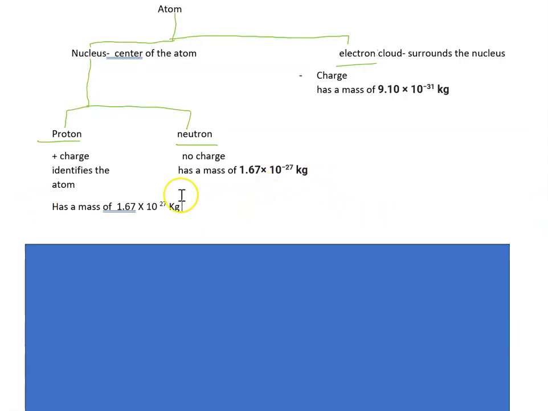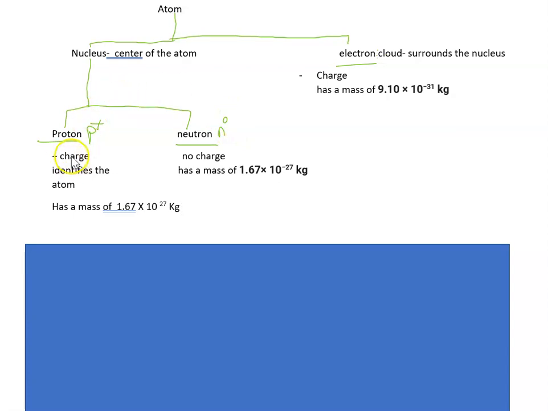The proton has a positive charge, again located in the nucleus. The neutron has no charge. Okay. The proton sometimes is symbolized with a P with a little plus sign, and the neutron is an N with a 0. Okay.